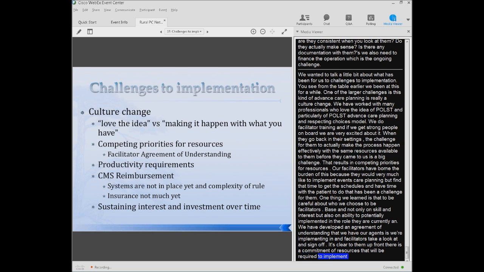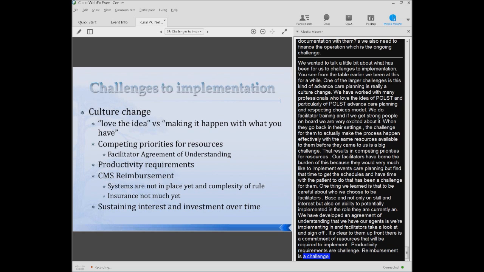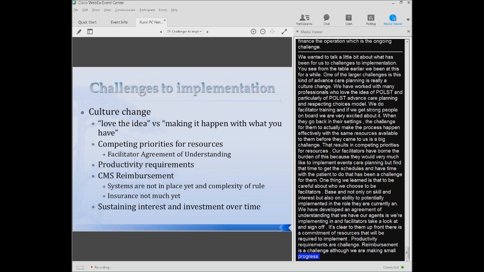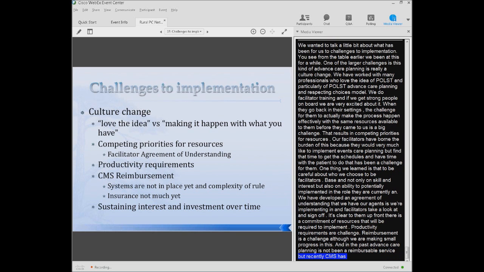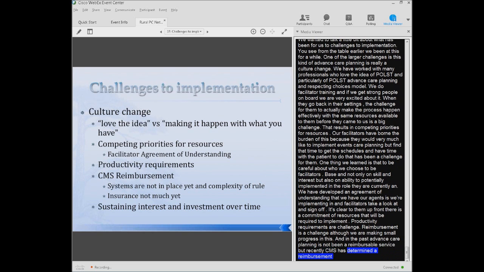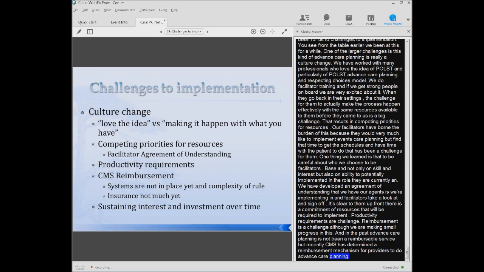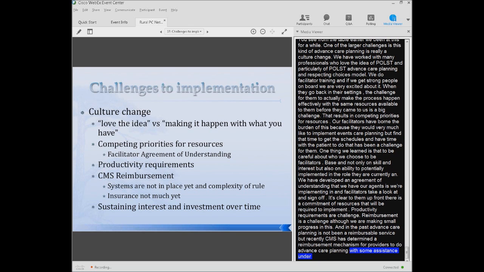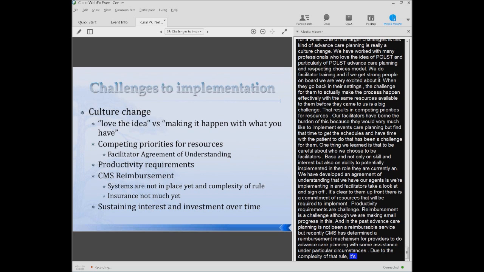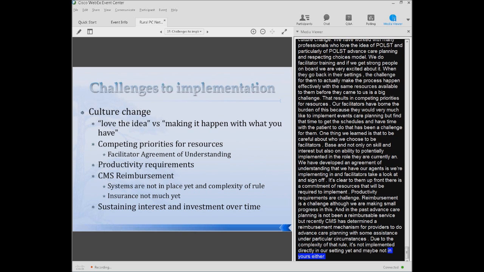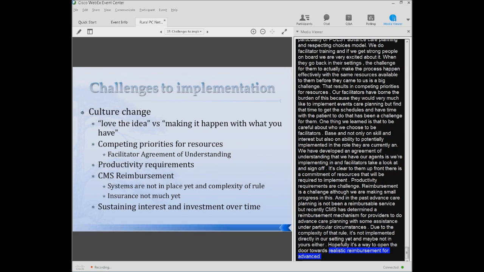Reimbursement is a challenge, although apparently we're making a tiny bit of progress in reimbursement. In the past, advanced care planning has not been a reimbursable service, and now just very recently, CMS has determined a reimbursement mechanism for providers to do advanced care planning, and with some assistance under particular circumstances. Although due to the complexity of that rule, it's not implemented directly in our setting yet, maybe not in yours either. But hopefully it's a way to open the door toward realistic reimbursement for advanced care planning. Some insurances do a little bit of reimbursement for advanced care planning, but really not very much yet.